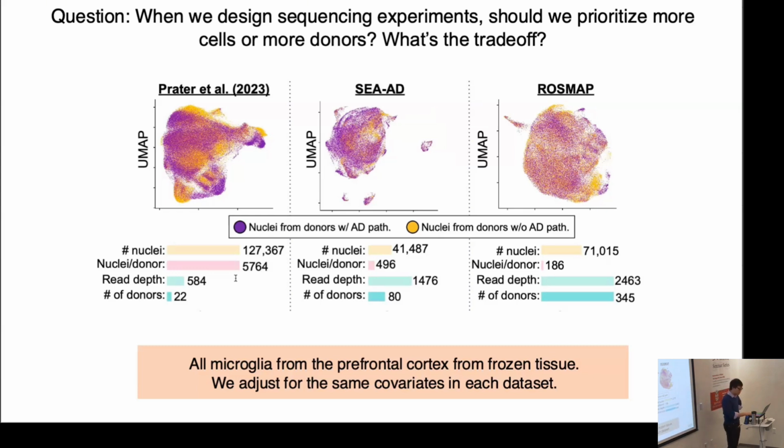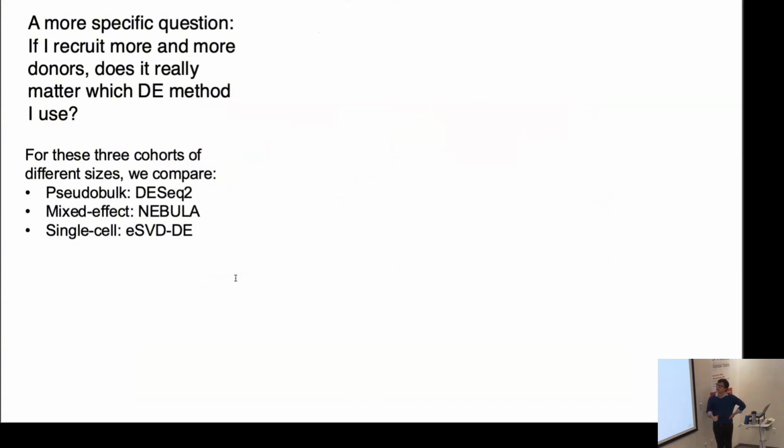And now, let me just tell you in the last 2 minutes what we are going to do. So instead of asking the more power-calculation-related question, let me ask a simpler question, which I can just experimentally see if it's true or false. If I recruit more donors, does it really matter which differential expression method I use?